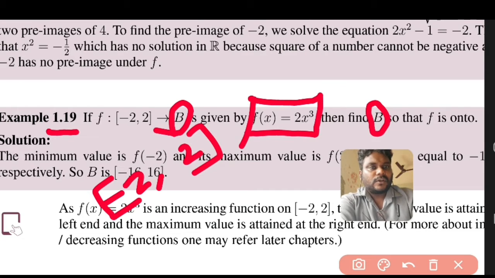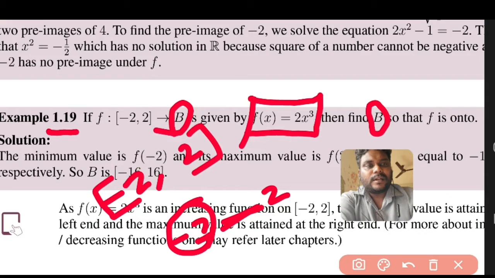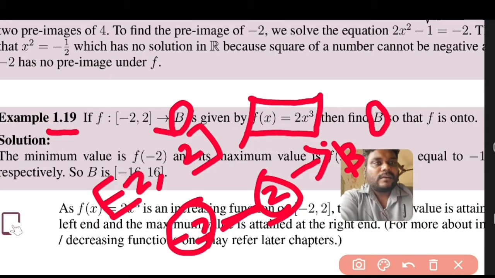If f is an onto function, f from -2 to 2, in between numbers are also there in the limit, but not included. So we have to find out the b set. The function is given by f of x equal to 2x cube. Then find b so that f is onto.